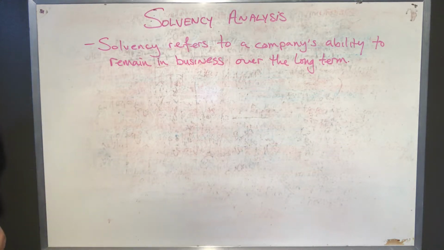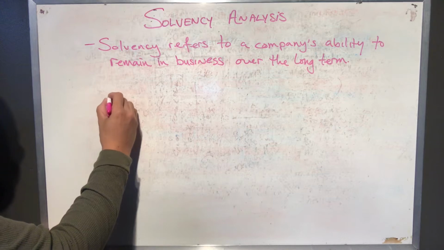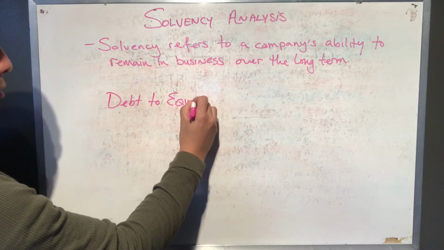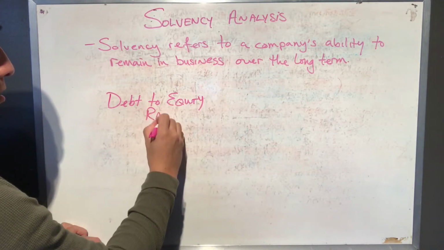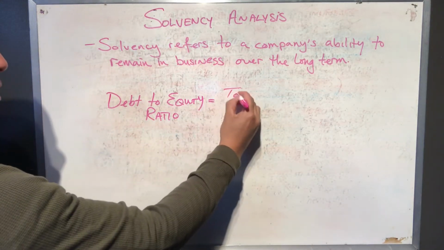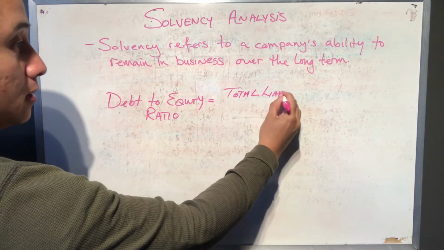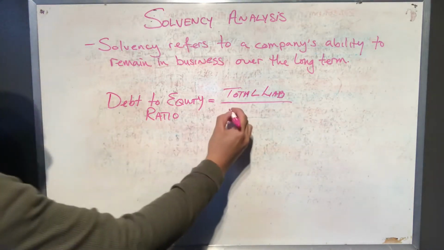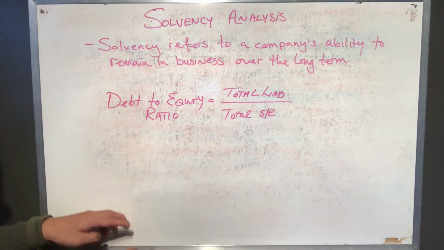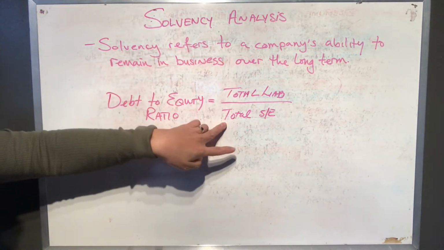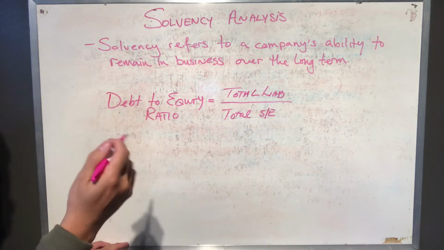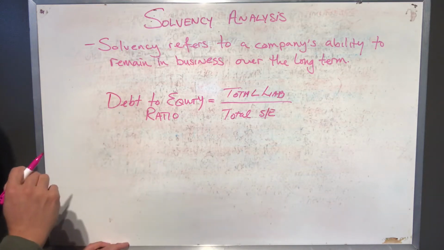So one ratio that is quite important and widely used is what's called the debt to equity ratio. This is calculated as total liabilities all over total shareholders' equity. Okay. Now, as you can see here, with total liabilities over total shareholders' equity, we're dealing with the right side of the accounting equation, or one side of the balance sheet in itself.